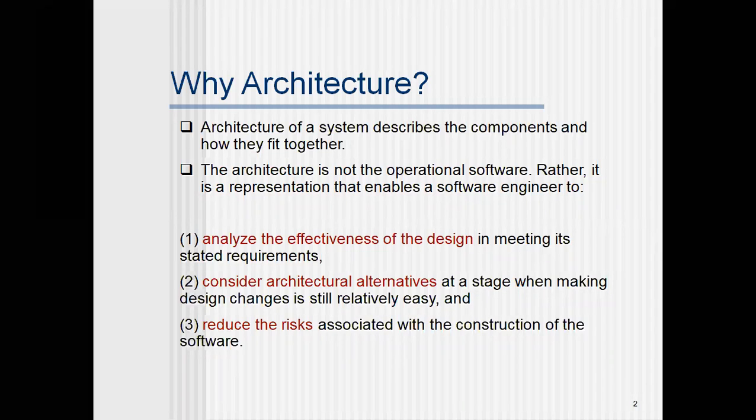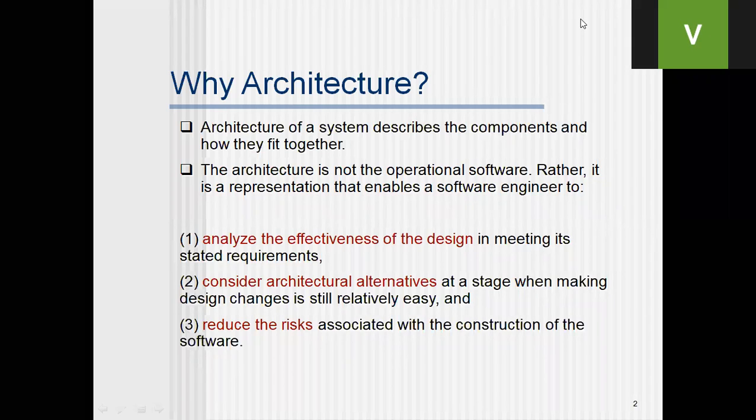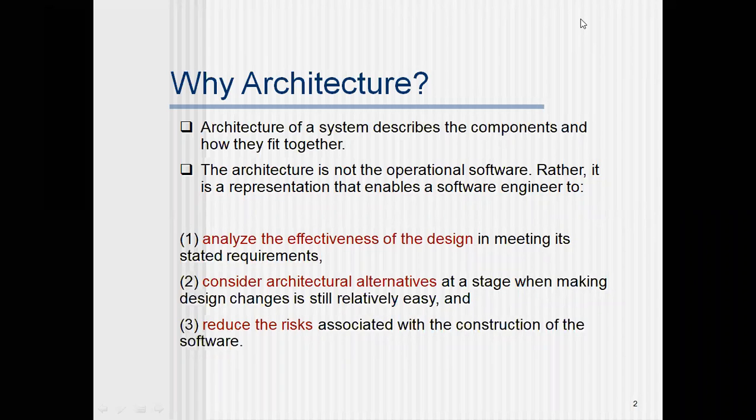Okay, so likewise, what is a software architecture here? The architecture of a system describes the components and how they fit together. Architecture of a system, in the sense, is the overall software system. So the architecture of a software system describes the components and how they fit together.